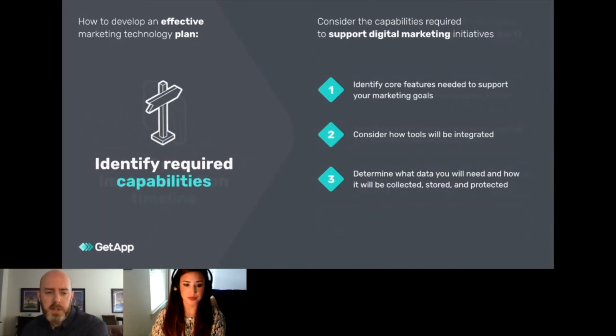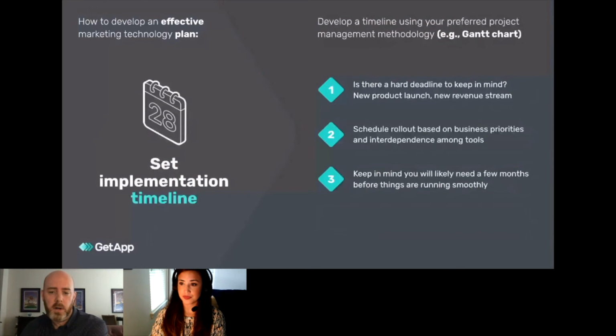Okay, so now you've got your team. You know what tools you need and the data flows. You've got that all sorted out. So when are you going to launch these tools? So you need to develop a timeline. You can use your preferred methodology if that's a Gantt chart. If you prefer bar charts, you can use a PERT chart if you prefer a flow chart.